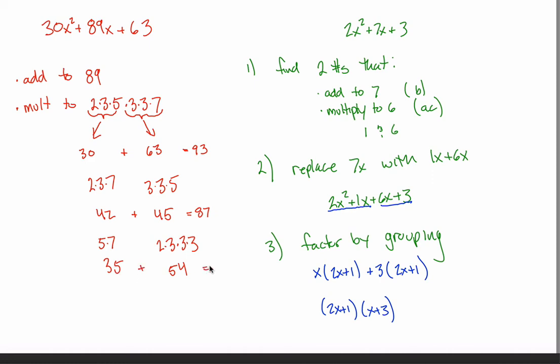Oh, hey, that's going to work, huh? 35 plus 54 is 89. I'm really happy I found my pair. So this little trick that you can do with prime factorization will work.